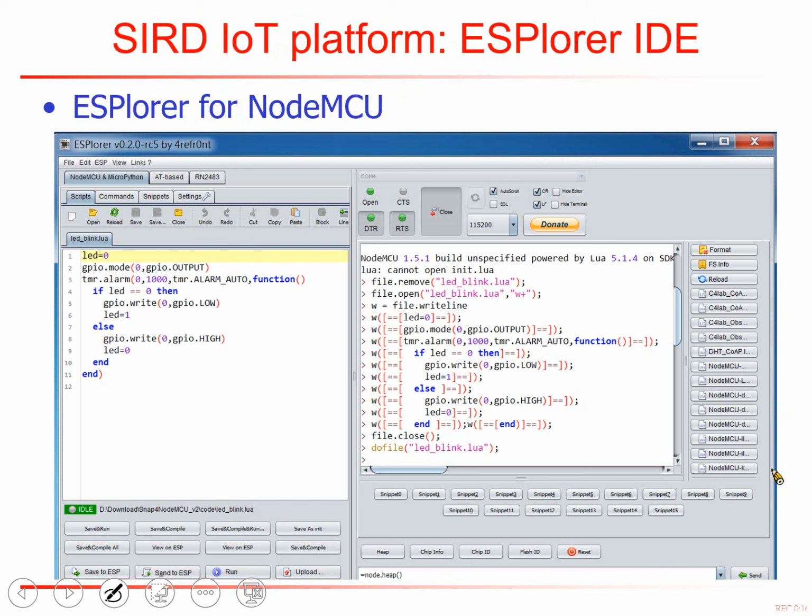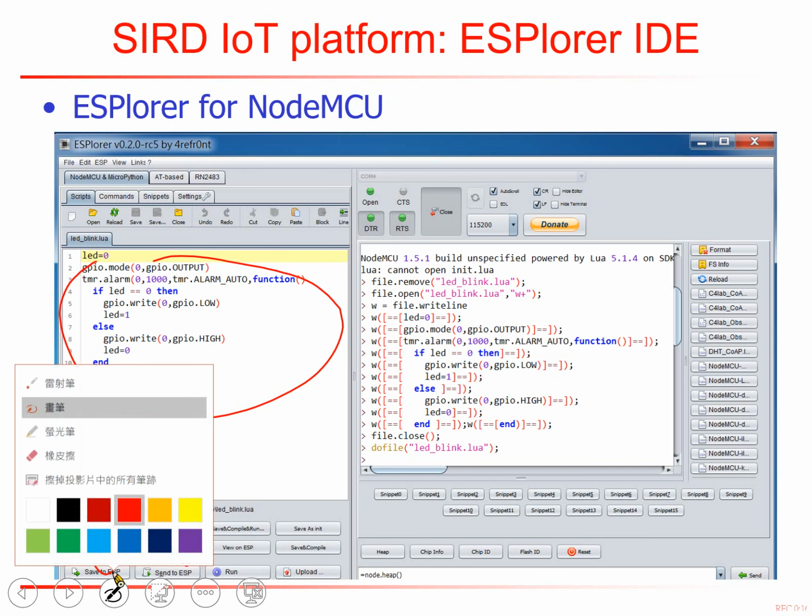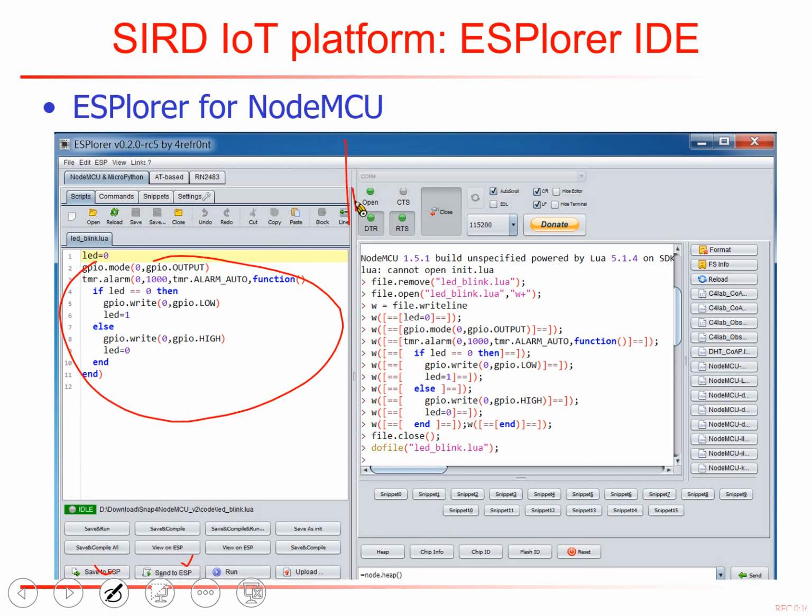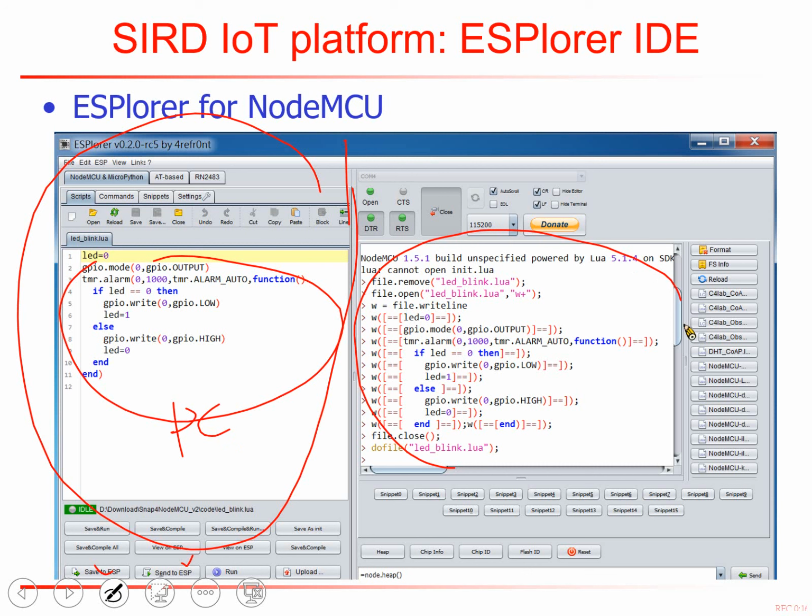So this is the first tool, and the second tool is called ESP Plotter. ESP Plotter is kind of an IDE, so you can write a program here, and then you use either send to ESP or save to ESP. So this part is in your PC or desktop, and the embedded system part is the ESP8266.